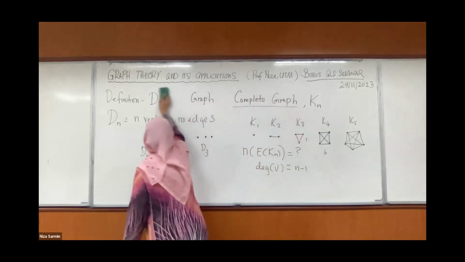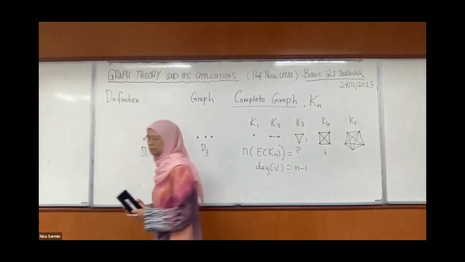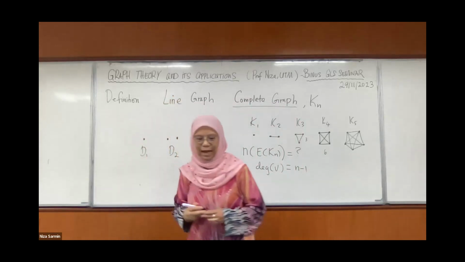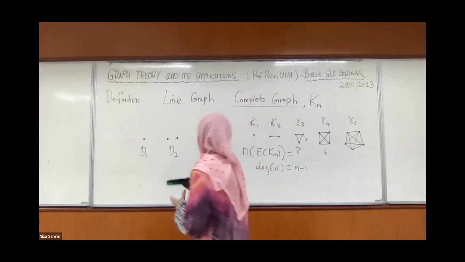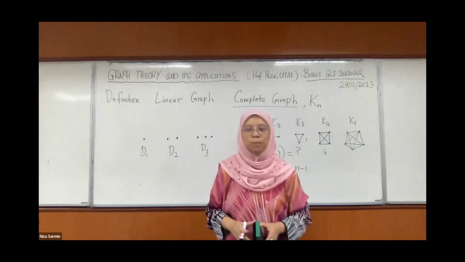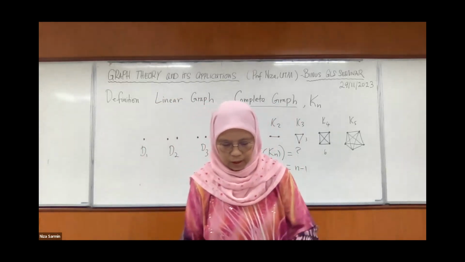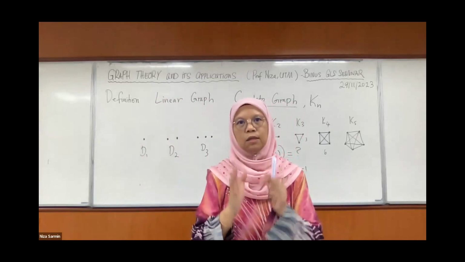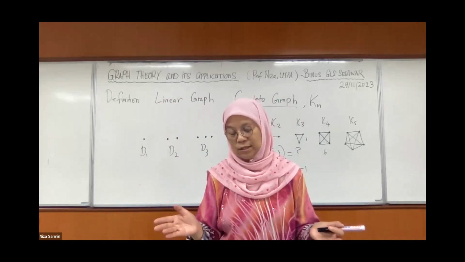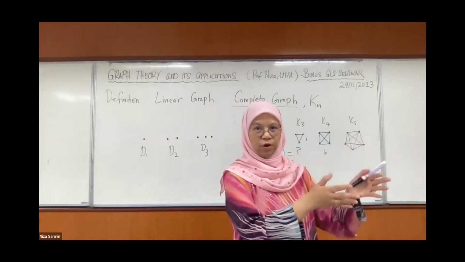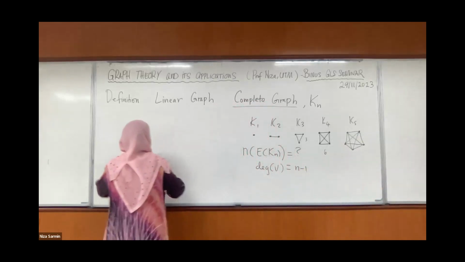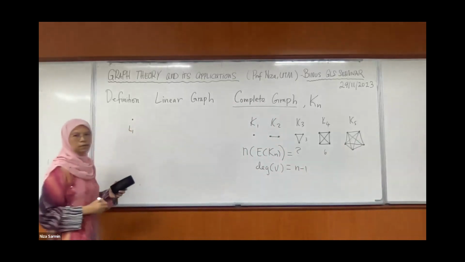All right. Next graph is called a line graph, or sometimes mostly known as a linear graph. This linear graph has n vertices, and there is an edge from 1 until n. So we draw like this. L1 is just 1.